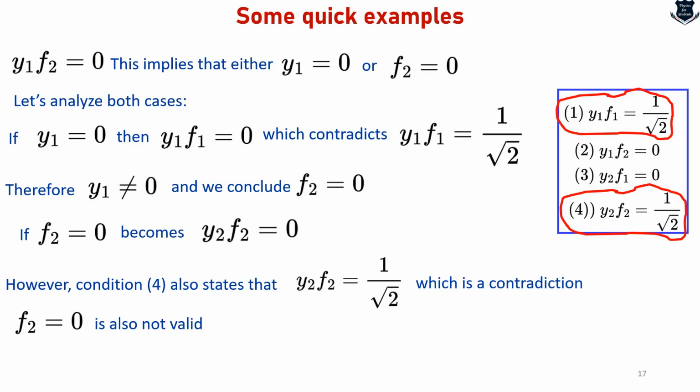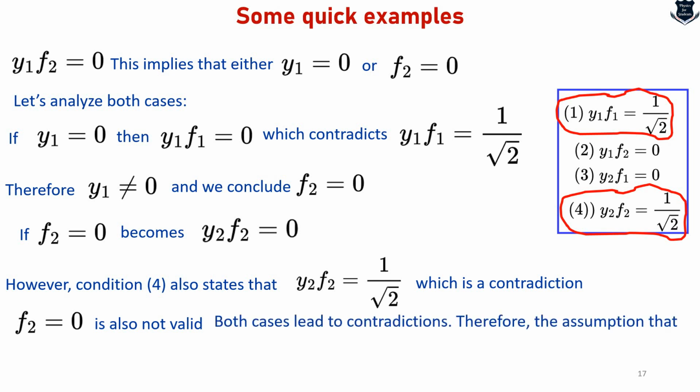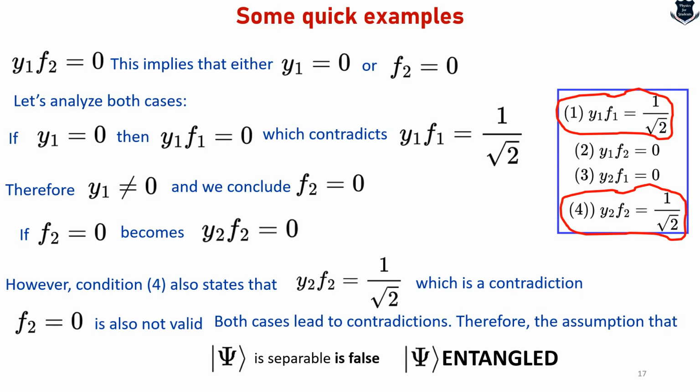So this is how we do the first condition, the second condition, and so on. Both cases lead to a contradiction, and therefore the assumption that this one is separable fails, and hence this one is entangled. If it is not separable, obviously it would be entangled.